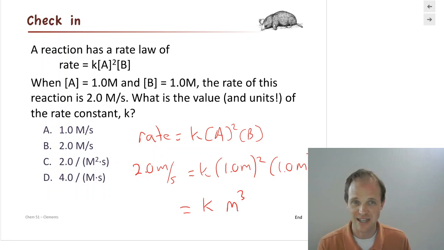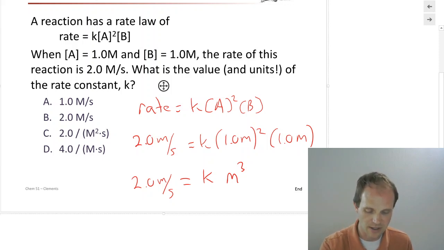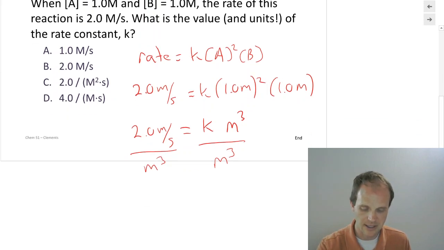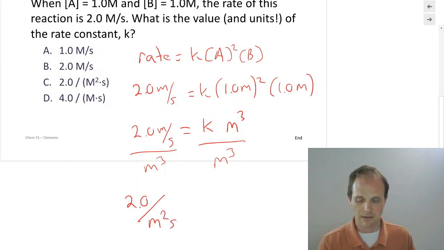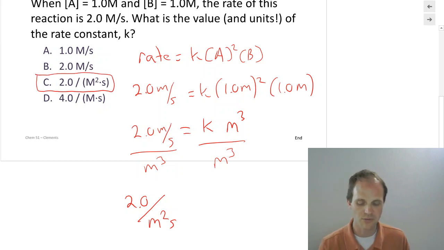The actual getting of them does matter because it's important for getting our rate correct. So I've got 2.0 molar per second equals K molar cubed, right? I don't have a number there because it's just 1. I'm going to divide both sides by molar cubed, and I get 2.0 per molar squared second. Whew. So I get C again. 2.0 per molar squared second.